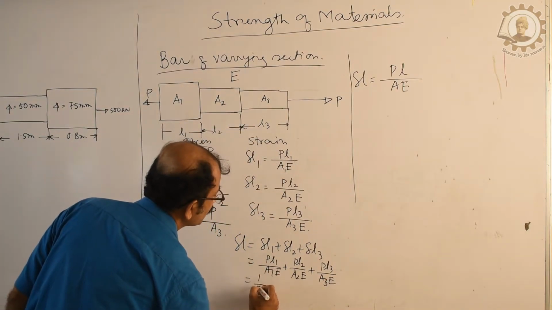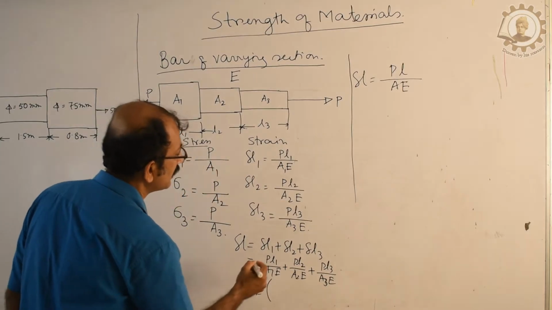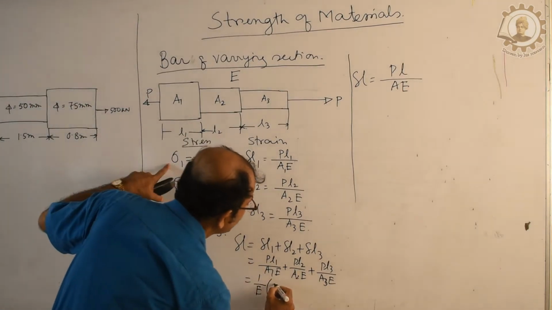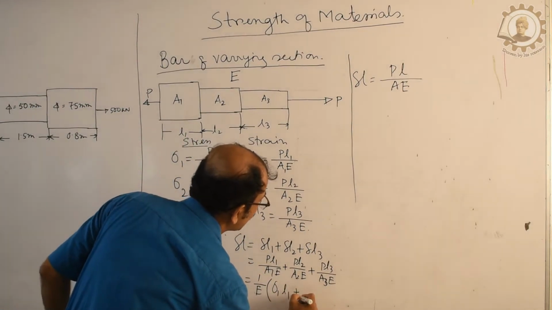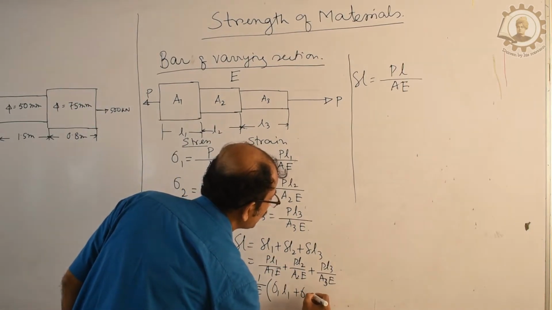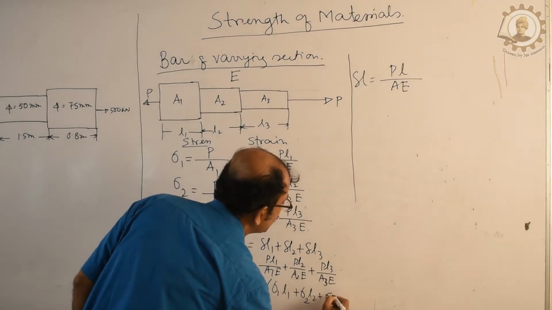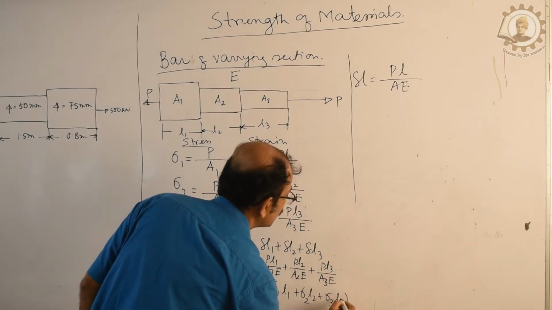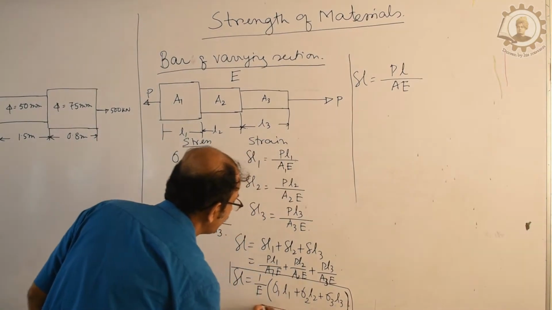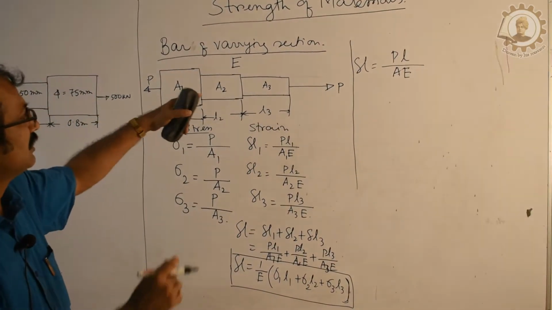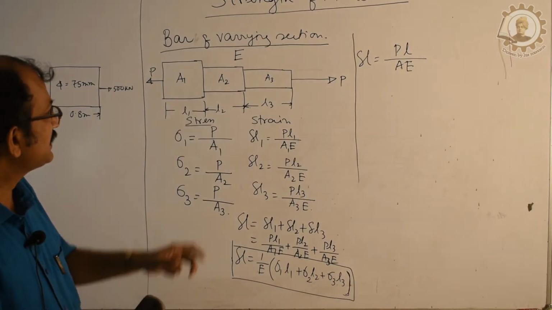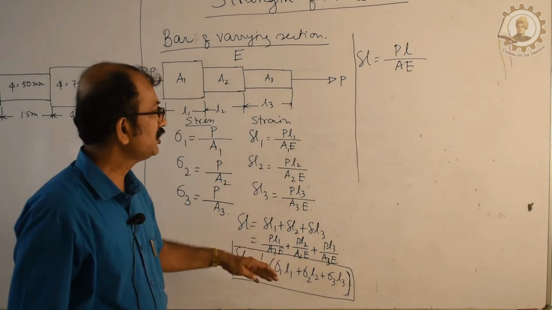Now 1 by E, that is common. Now P by A1, that is the stress, sigma 1. So we can write sigma 1 L1 plus similarly P by A2, that is sigma 2, L2, similarly sigma 3 L3. So this is the total elongation of the bar when the bar is subjected to tensile force in the case of varying section. So this is the general procedure.